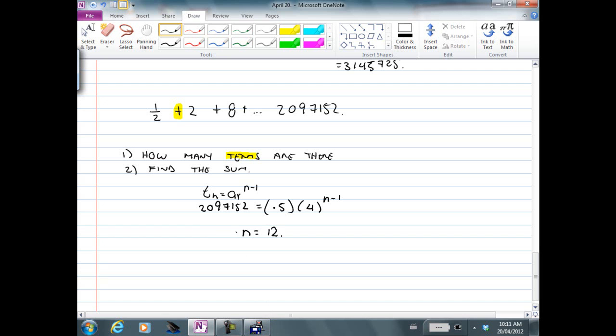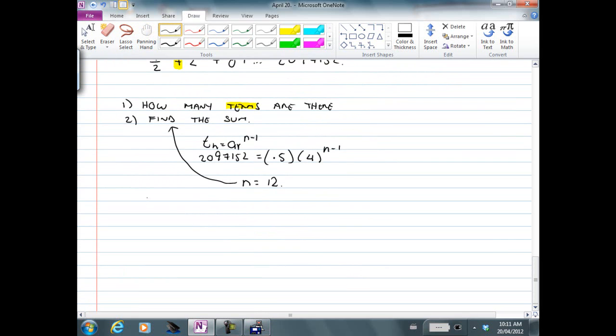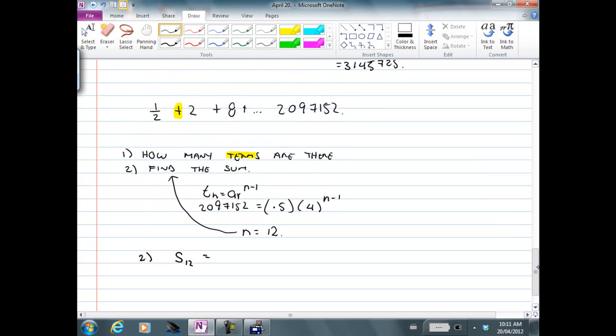Now, why do I need this? Well, really, you need this to answer number 2. Because if I ask you to find a sum right off the bat, I don't know what n is. Now you know what n is, we can go back to do number 2. We're going to go S12 equals, what's that formula? 0.5 times 1 minus 4 to the power 12 over 1 minus 4.